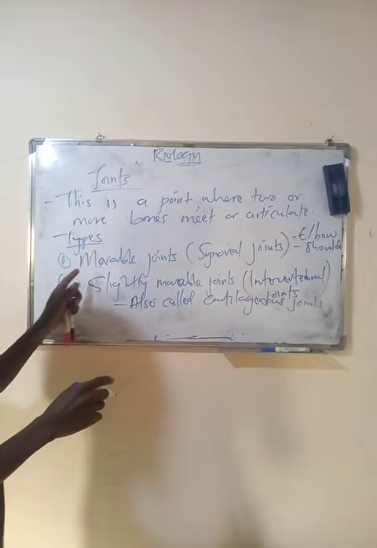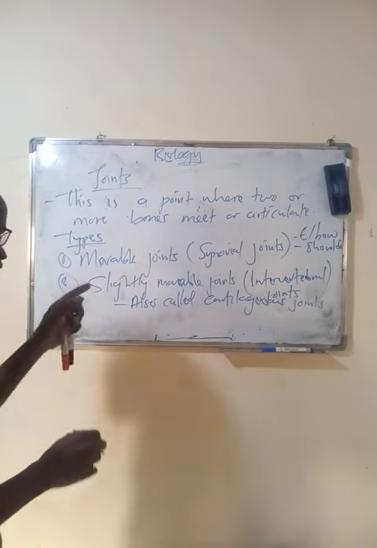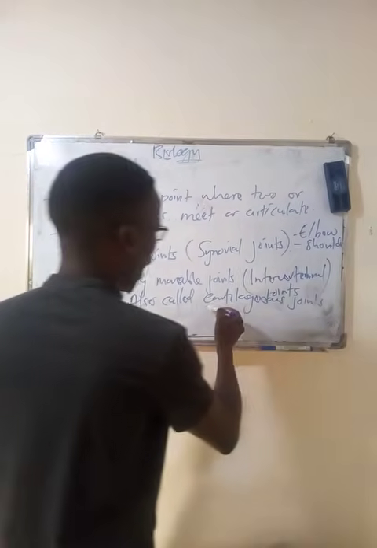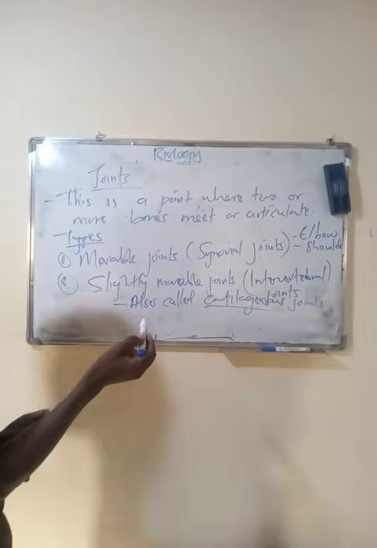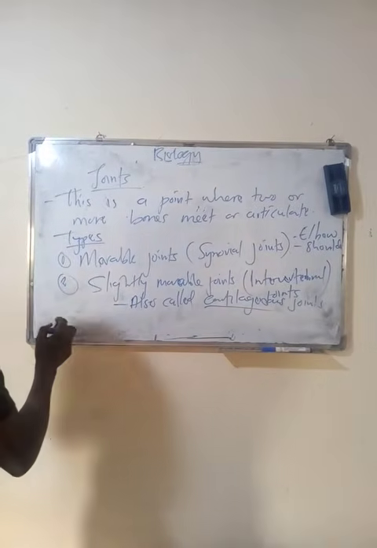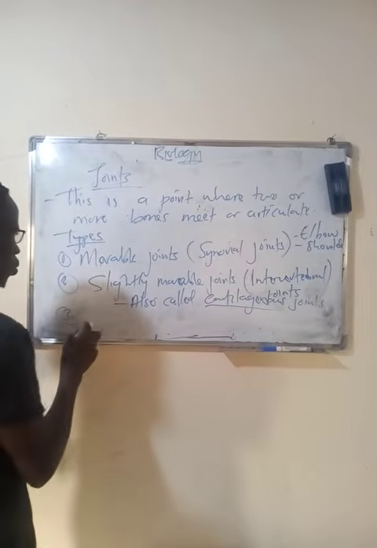So we have movable joints, and then we also have slightly movable joints, which for purposes of this lesson are also called cartilaginous joints. And then lastly, we have what are called immovable joints.